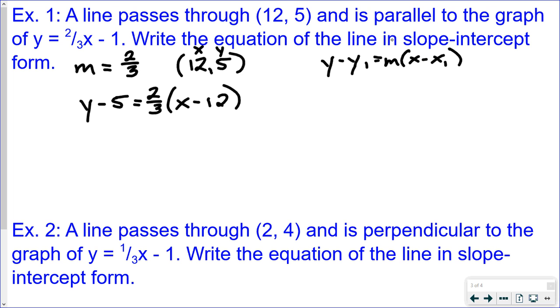Now they want this in slope-intercept form, so we've got to manipulate this. So remember, slope-intercept form is y = mx + b.